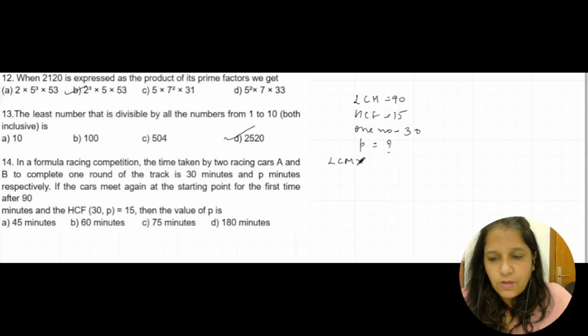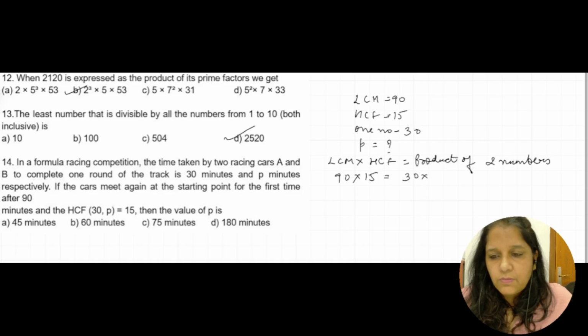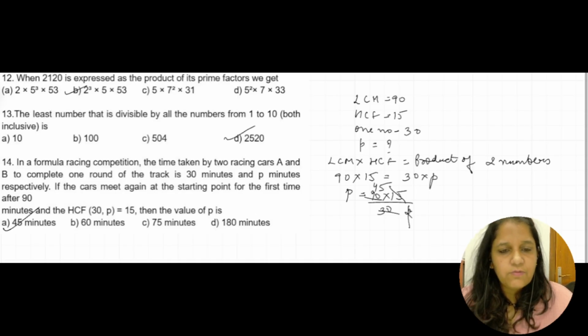So use the formula LCM into HCF is equal to product of two numbers. LCM given is 90 into 15, 30 into P. So P की value कितनी आ जाएगी 90 into 15 by 30. 15 times 2 is 30. So the correct answer is 45 minutes.